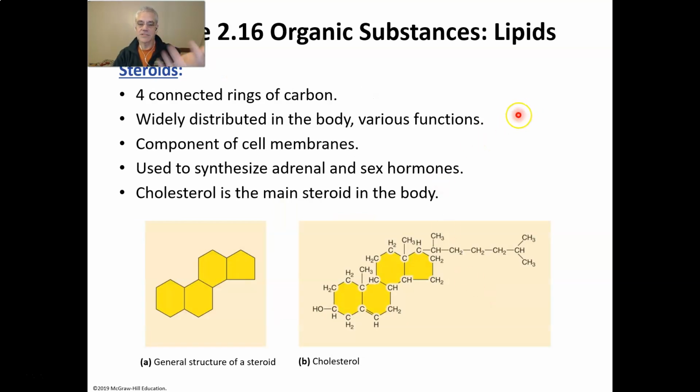Next up, lipids, steroids. This is a steroid. Steroids are always derivatives of cholesterol. Cholesterol is the main steroid. Now, we used to tell you that cholesterol is bad. Don't eat cholesterol, it's bad for you. And it turns out that that's only maybe a quarter true. It's certainly true that if you eat too much cholesterol, that won't be good for you. However, you need a lot of cholesterol, and you can make your own cholesterol if you don't have enough. All right, so here's cholesterol.